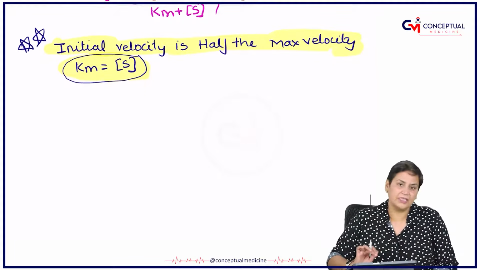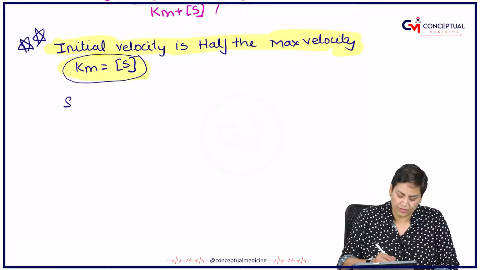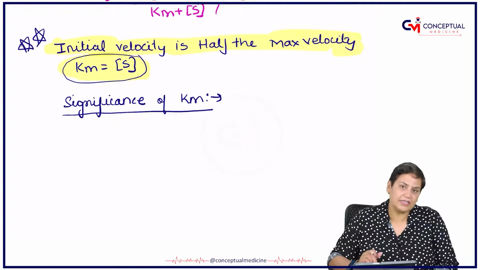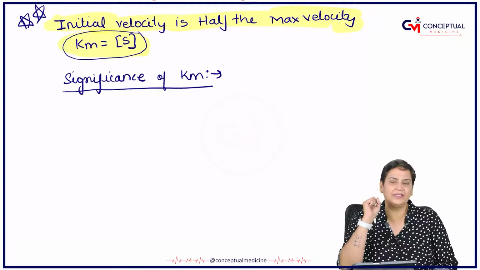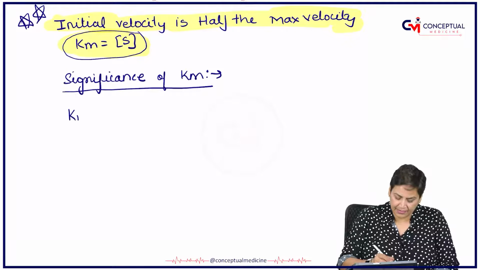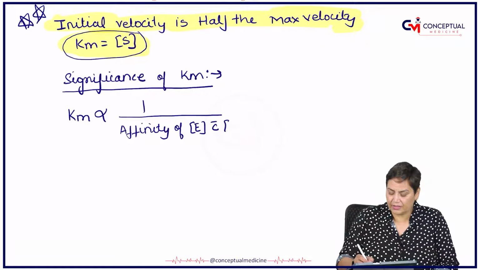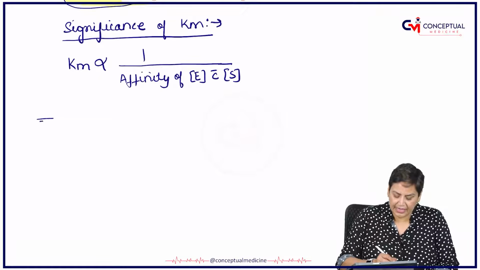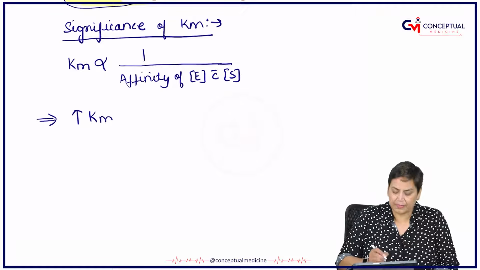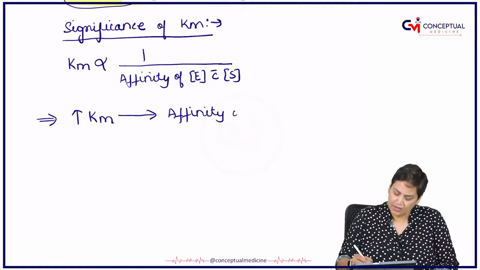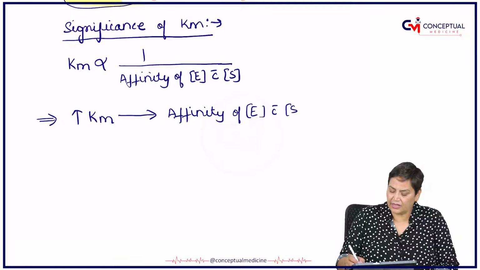Now this is how we derive it. What is the significance of Km? Why do we have to do this much procedure? So the significance of Km is that it is inversely proportional to the affinity of the enzyme with the substrate. So if any enzyme has high Km, obviously the affinity of the enzyme with the substrate would be low.